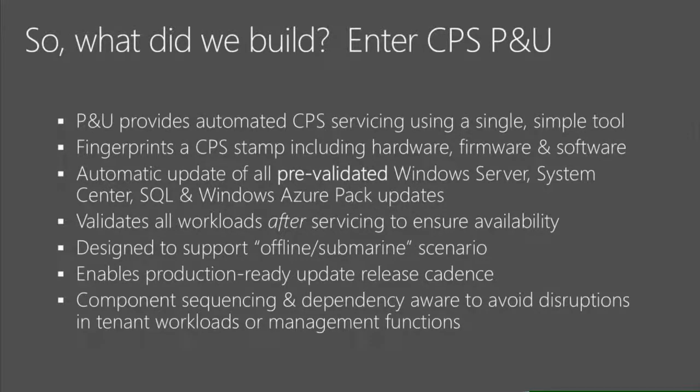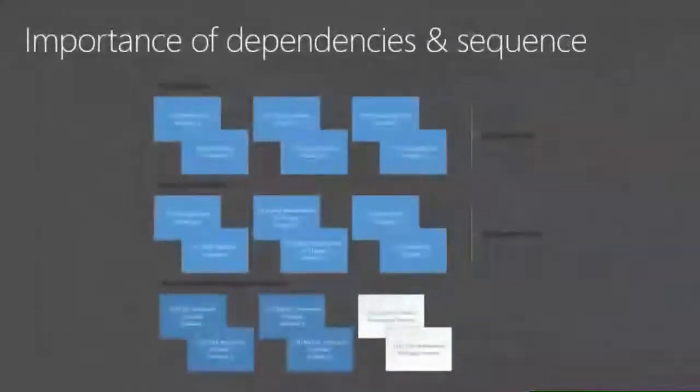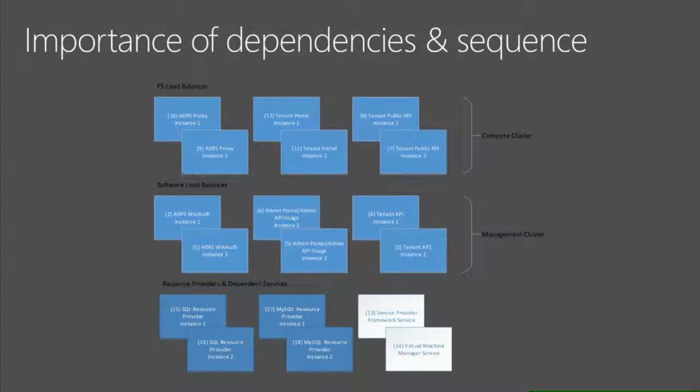The last bullet, the sequencing and dependency aware. Understanding the inter and intra dependencies that exist in a CPS stamp to ensure you don't disrupt your workloads, man, it took me a long time in my team to figure that one out. And we did. But when you think about things like the Windows Azure Pack, right, there are 2 VMs for each of the 3 tiers for the tenant inbound. There are 2 VMs, I call them twin sisters, or they could be twin brothers, right, for each of the tiers that actually enter for the management stack.